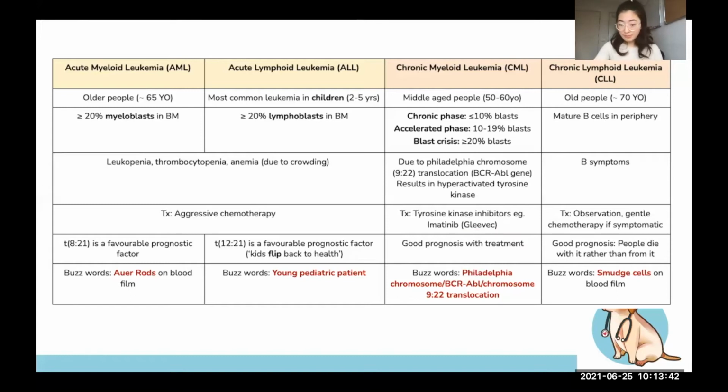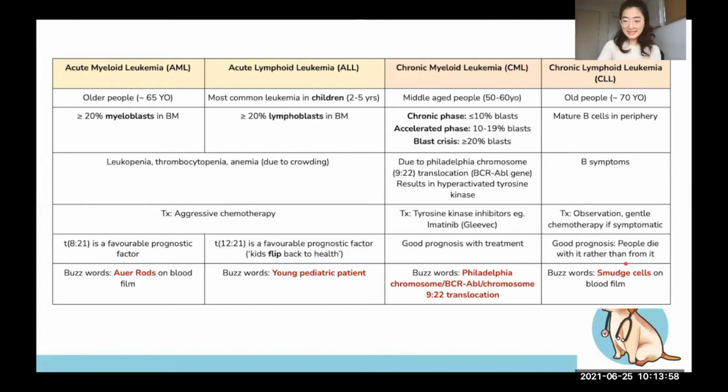So CML buzzwords, very important to know: Philadelphia chromosome, Philadelphia translocation, BCR-ABL, chromosome 9 and 22 translocation. In terms of what's where, BCR is the gene on chromosome 22, ABL is the one on chromosome 9.